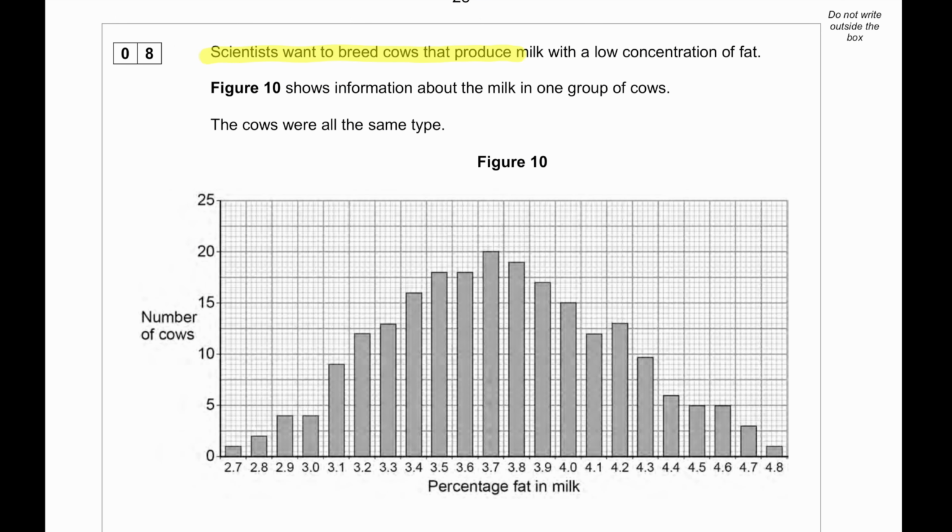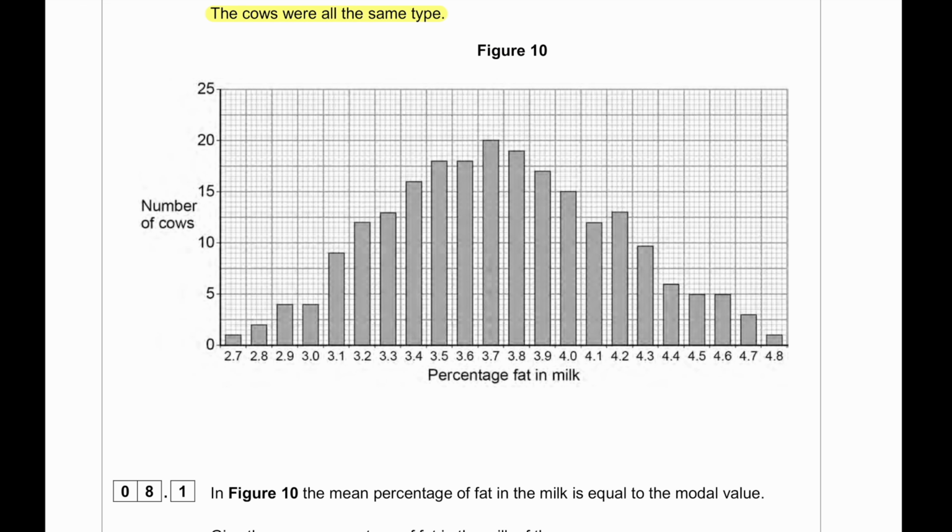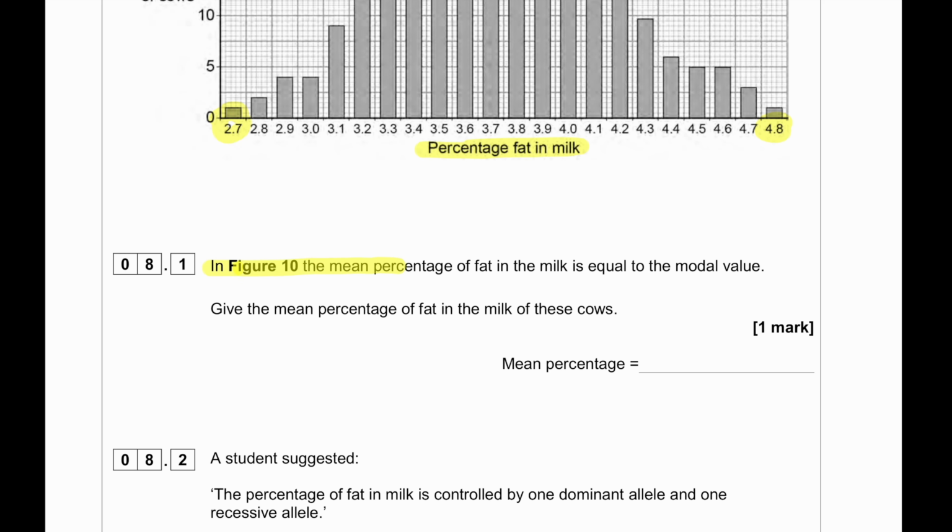Scientists want to breed cows that produce milk with a low concentration of fat. Figure 10 shows information about the milk in one group of cows. The cows were all the same type. We can see the percentage fat in their milk can go as high as 4.8 and as low as 2.7. In figure 10, the mean percentage of fat in milk is equal to the modal value. Give the mean percentage fat in the milk of this cow.